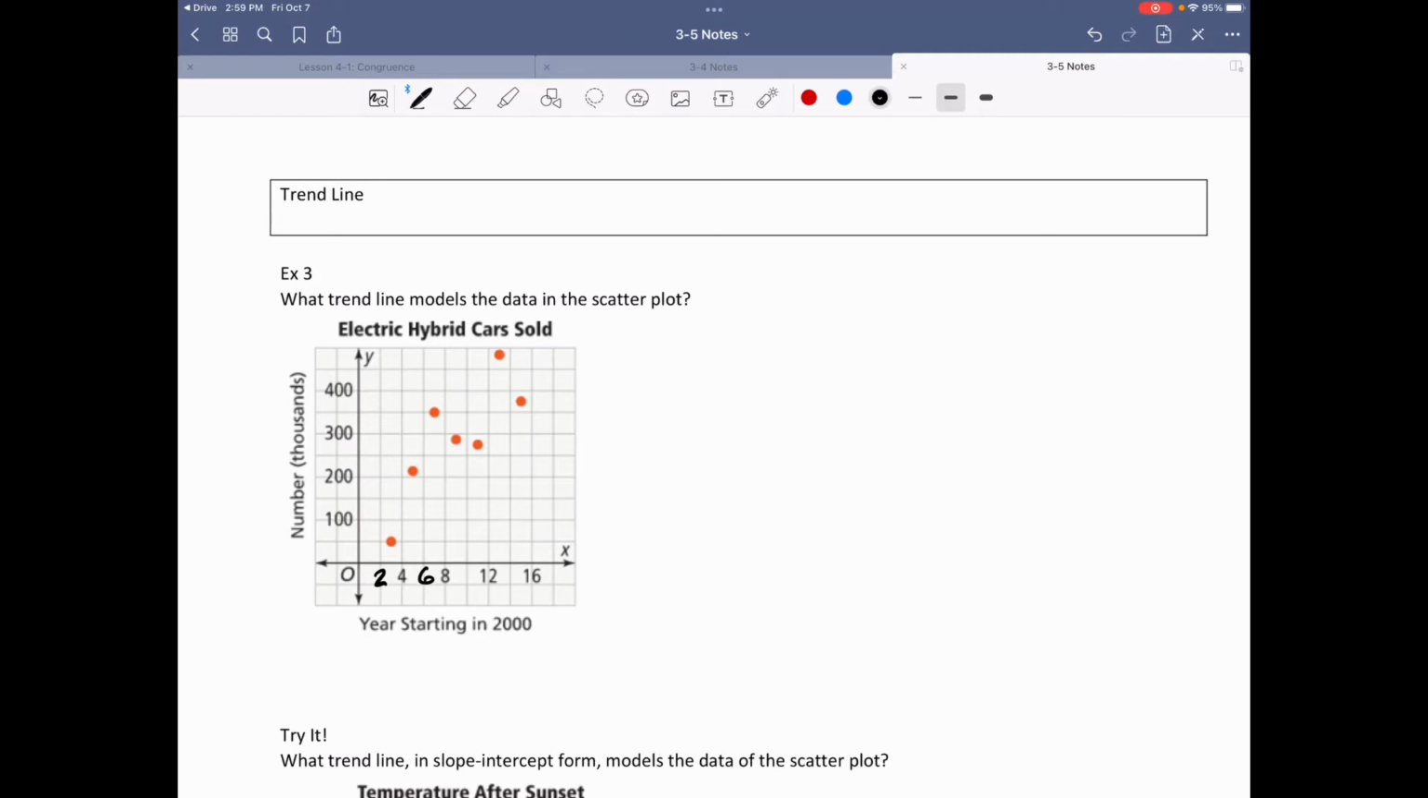The first thing that we're going to do is we're going to sketch a trend line. So the trend line should be going through these points. Or not through them, but like we should have them as close to the line as we can get. So we have a few dots that are above the line and we have a few dots that are below the line, but the dots are pretty close to our trend line.